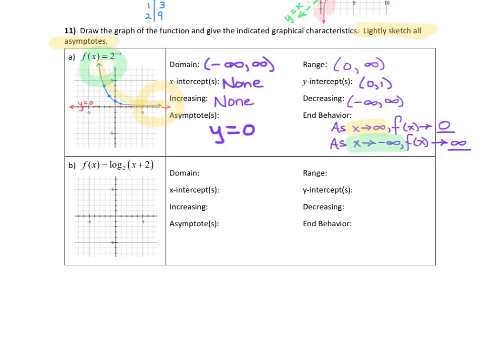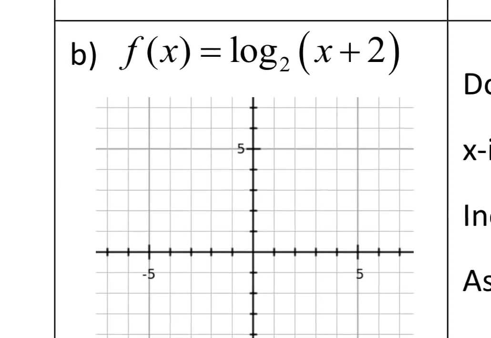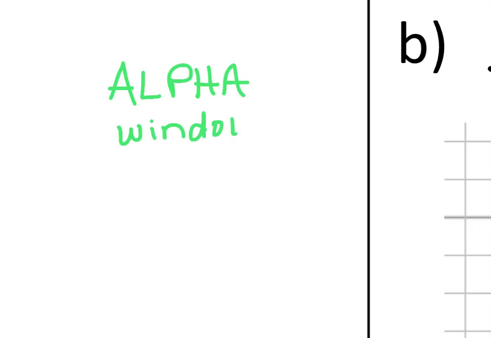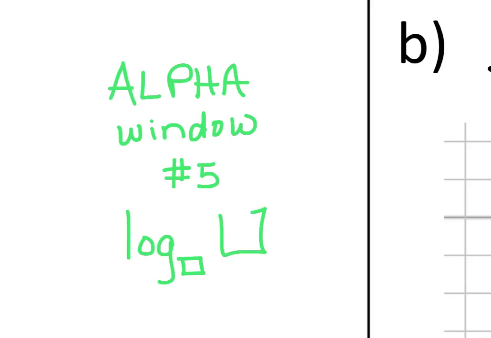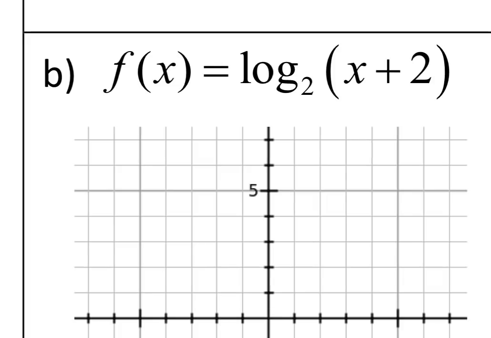Now, in the second one, pause the video for a minute and put log base 2 of x plus 2 into your calculator. If you have forgotten how to type log base 2, you do alpha, window, and then just hit the number 5. It'll give you log with a little box down here where you type the base, and then I think parentheses with a box up there that gives you a place to type the argument. So you've typed log base 2 of x plus 2.